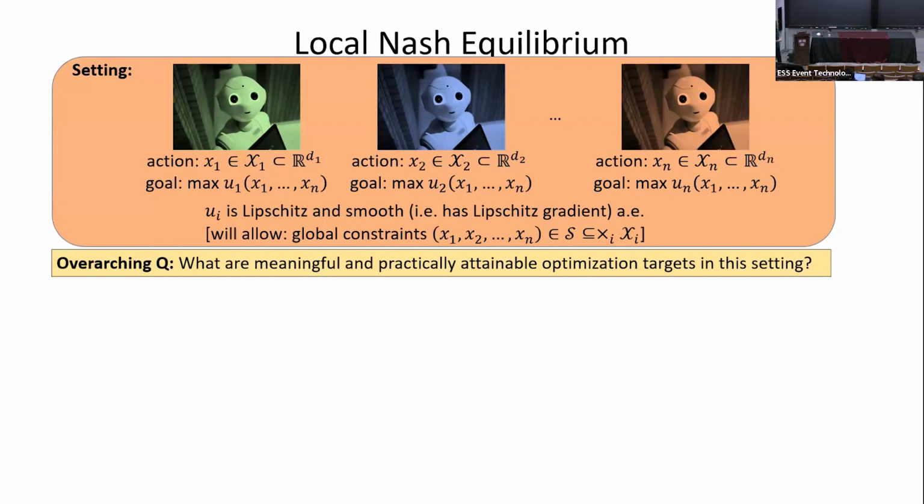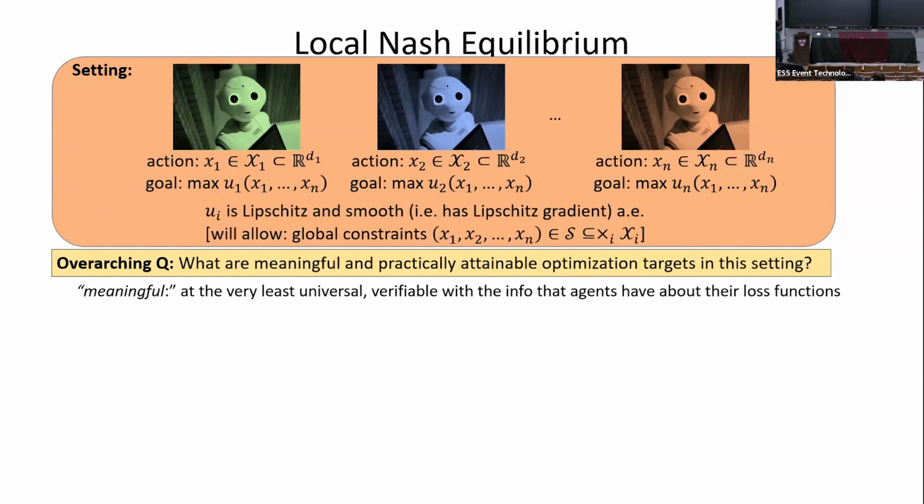What I mean by meaningful and practically attainable, this is just words. How can I instantiate these words? So for meaningful, I want at least the following things. I want that it is guaranteed to exist. So I cannot just go and tell practitioners, try to find this if it doesn't exist. I want to guarantee existence.